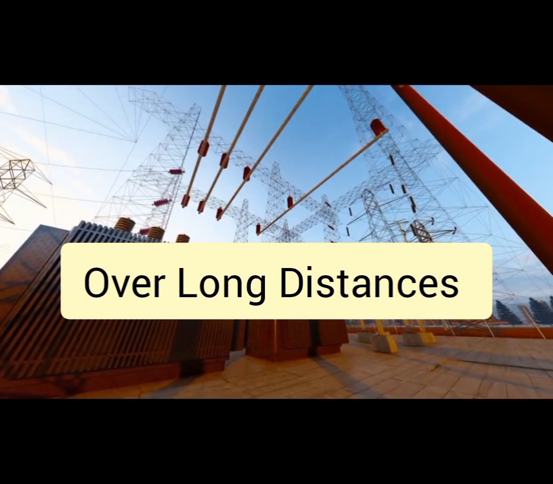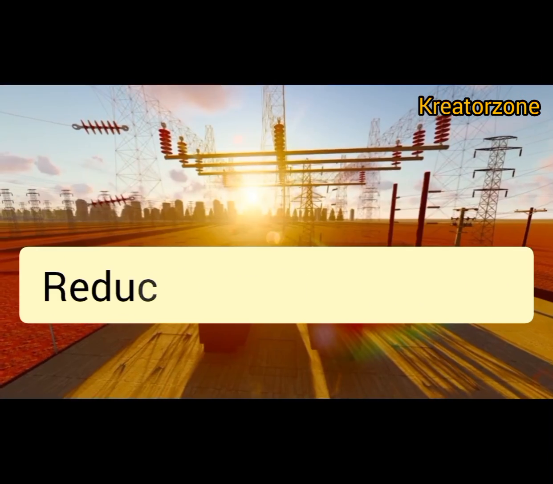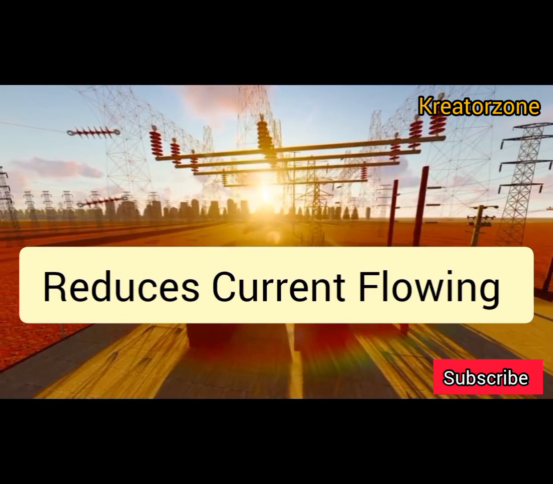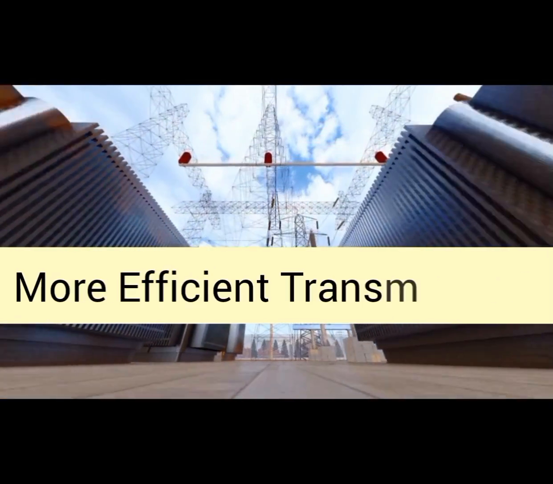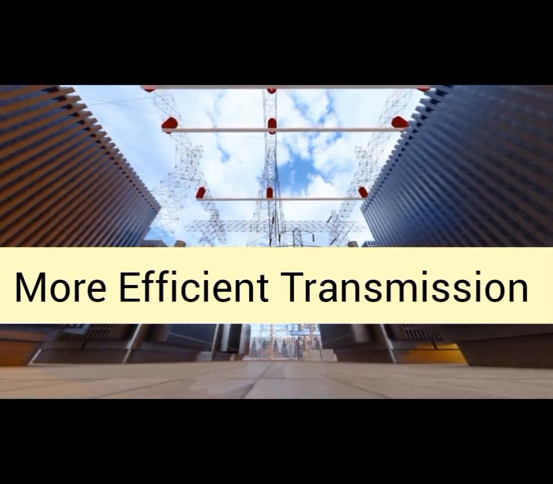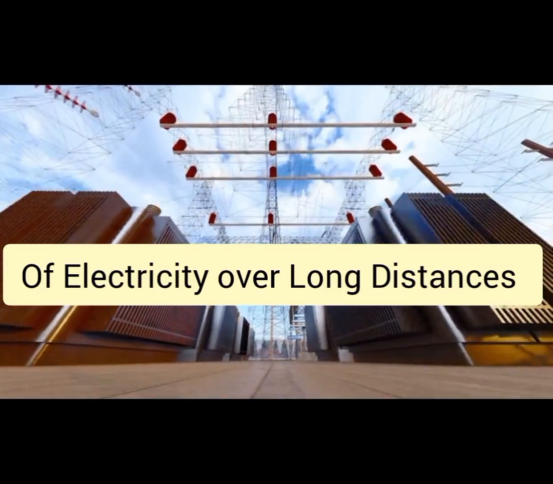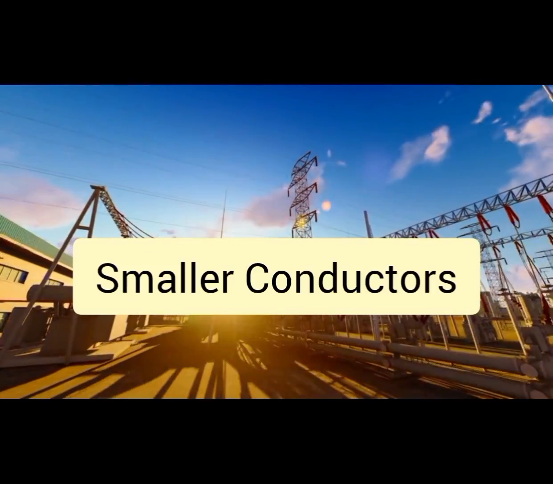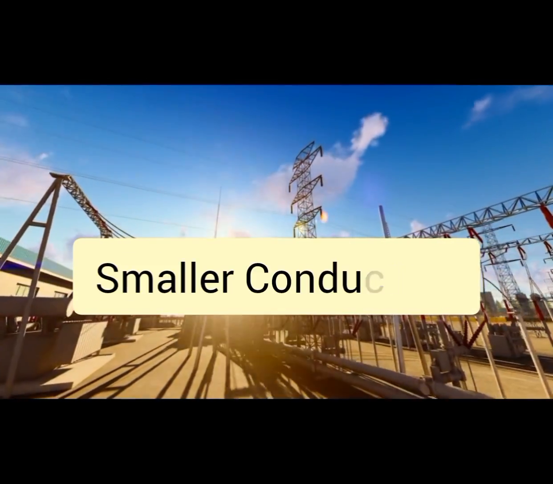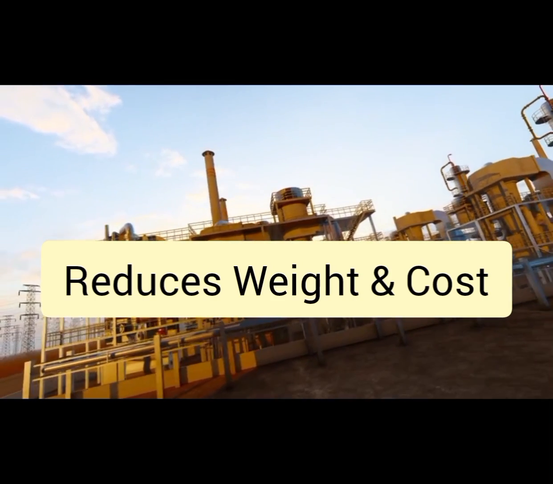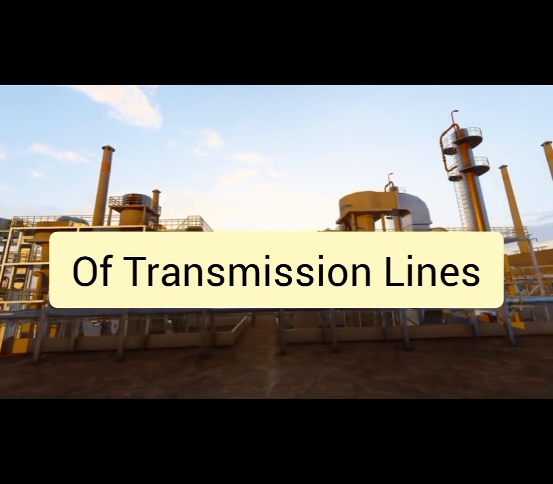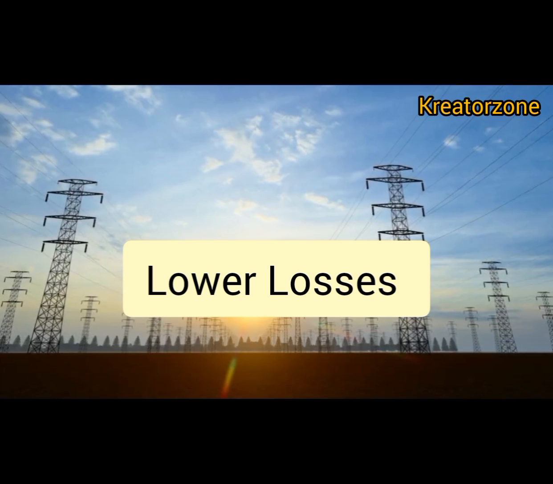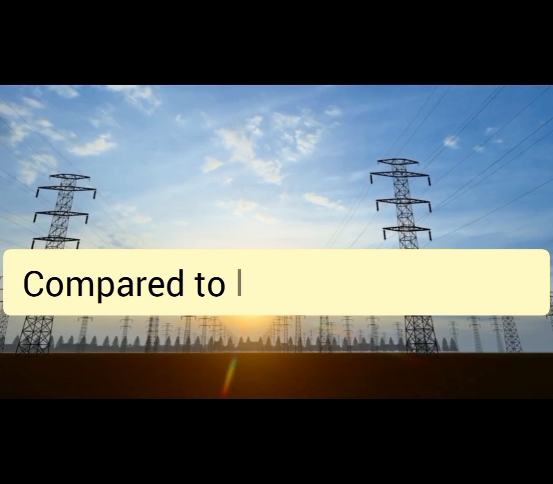High voltage transmission reduces the current flowing through the lines, which in turn reduces the energy lost as heat. High voltage transmission allows for more efficient transmission of electricity over long distances. This is because the higher voltage enables the use of smaller conductors, which reduces the weight and cost of the transmission lines. High voltage transmission lines have lower line losses compared to lower voltage lines.